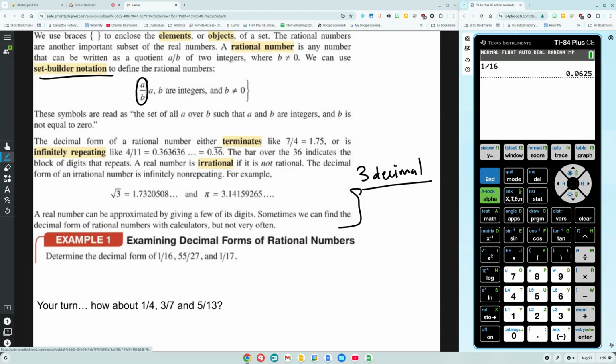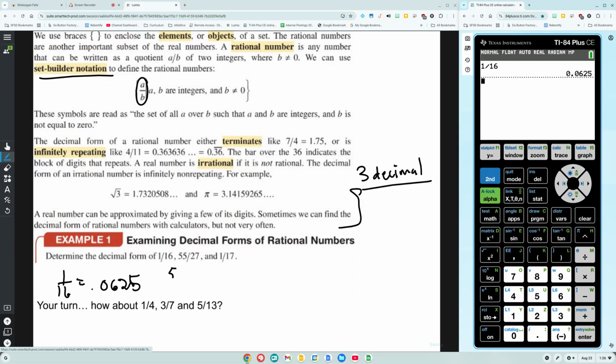Like I said earlier, generally speaking, we round to 3 decimal places, but because I know that these are rational numbers, it might be beneficial for me to record a couple more decimal places so I can see that pattern or that termination. So I'm going to say 1/16 is equal to 0.0625. That is an exact value. It is not an approximation. It is not rounding. It's nothing like that.